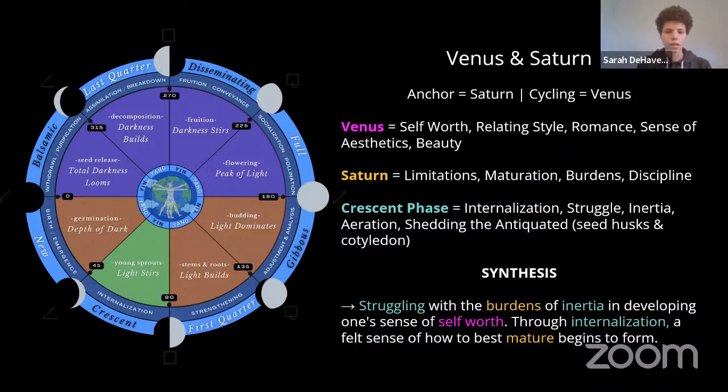With Venus and Saturn, we see a synthesis looking like this at the crescent phase: struggling with the burden, Saturn, of inertia in developing one's sense of self-worth, Venus. Through internalization, a felt sense of how to best mature begins to form. So this is how someone with Venus and Saturn at crescent phase could apply, or we could say work with, these energies in a way that makes sense for them, right?